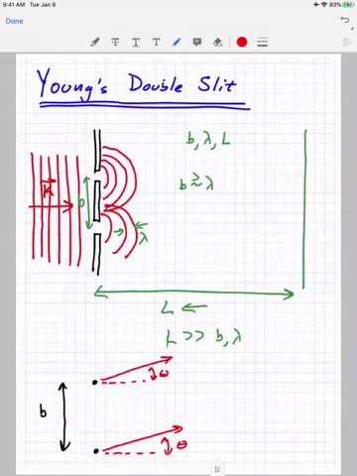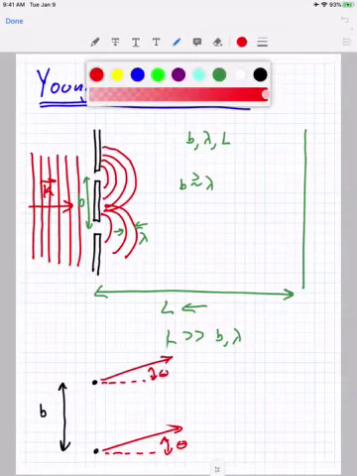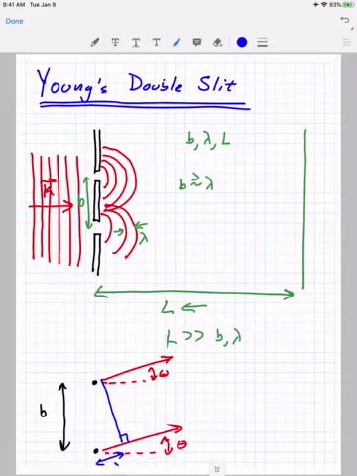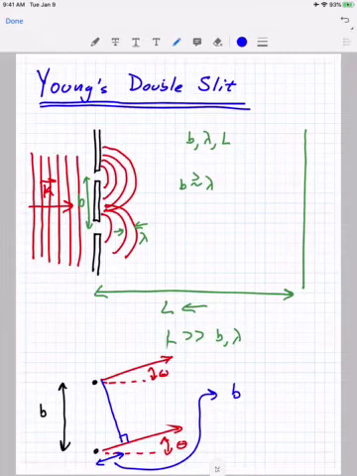And so then I'm going to drop a perpendicular from the one ray to the other. All right, so that's perpendicular. And so what that means is that when they arrive at infinity, or at the screen, there's a path difference given by this thing down here. And that path difference, just with a little bit of geometry, is b sine theta.